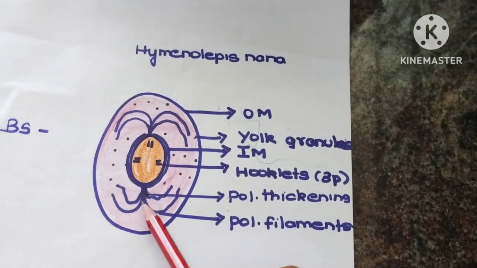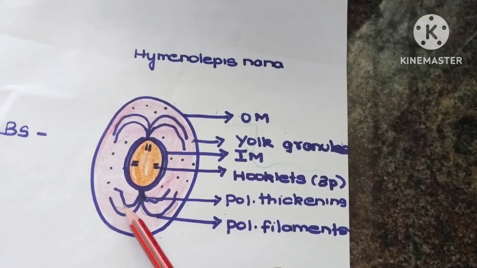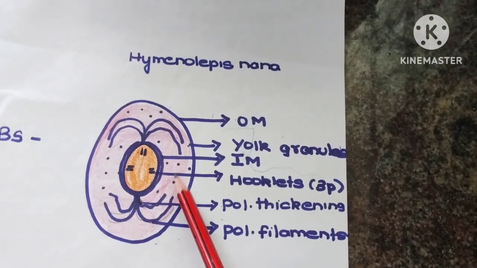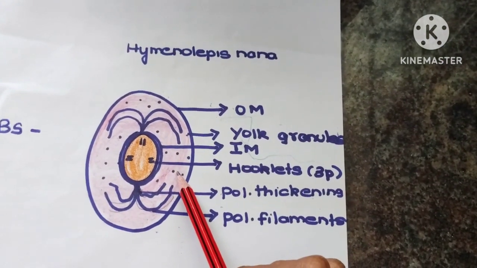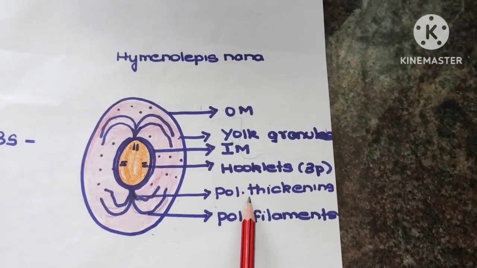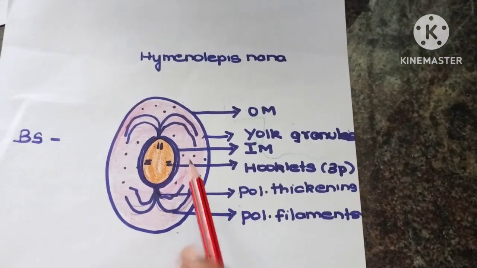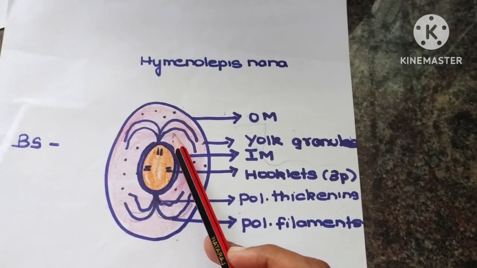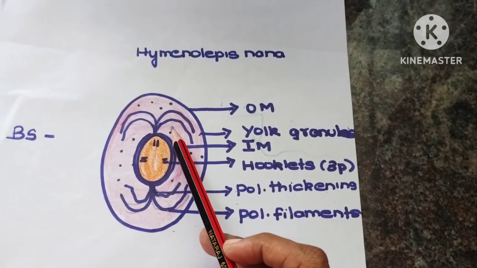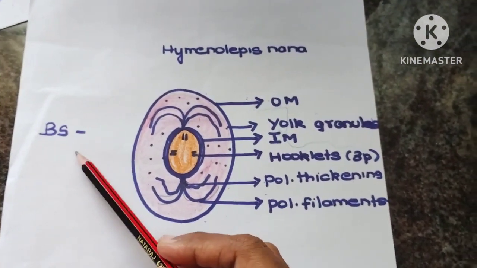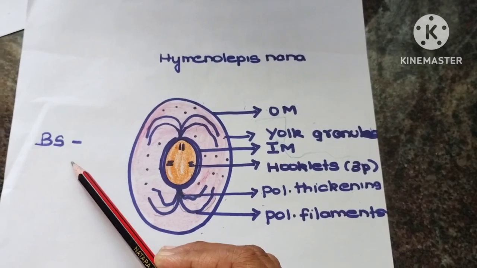This is a thickening and this is a filament. You can make out this filament, right? There will be plenty of yolk granules, which are for the nutrition of the developing egg. That's all. In this you want to make out the hooklets and polar filaments. With these features you can easily differentiate H. nana, and again it is a non-bile stained egg. Thank you.